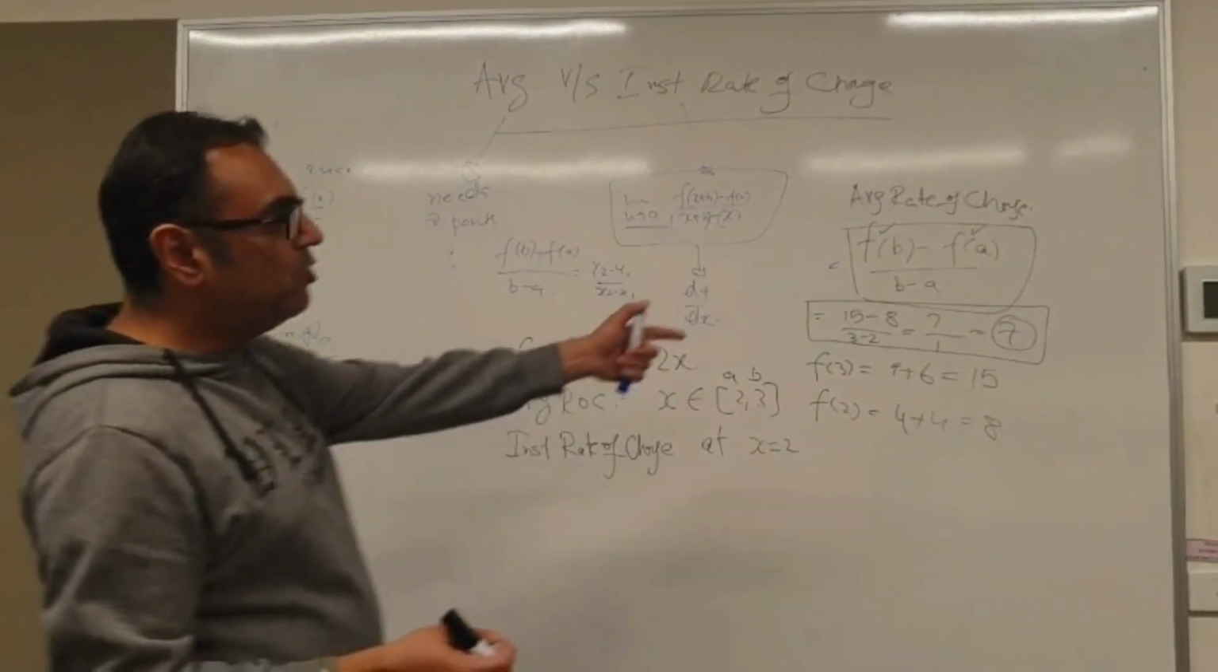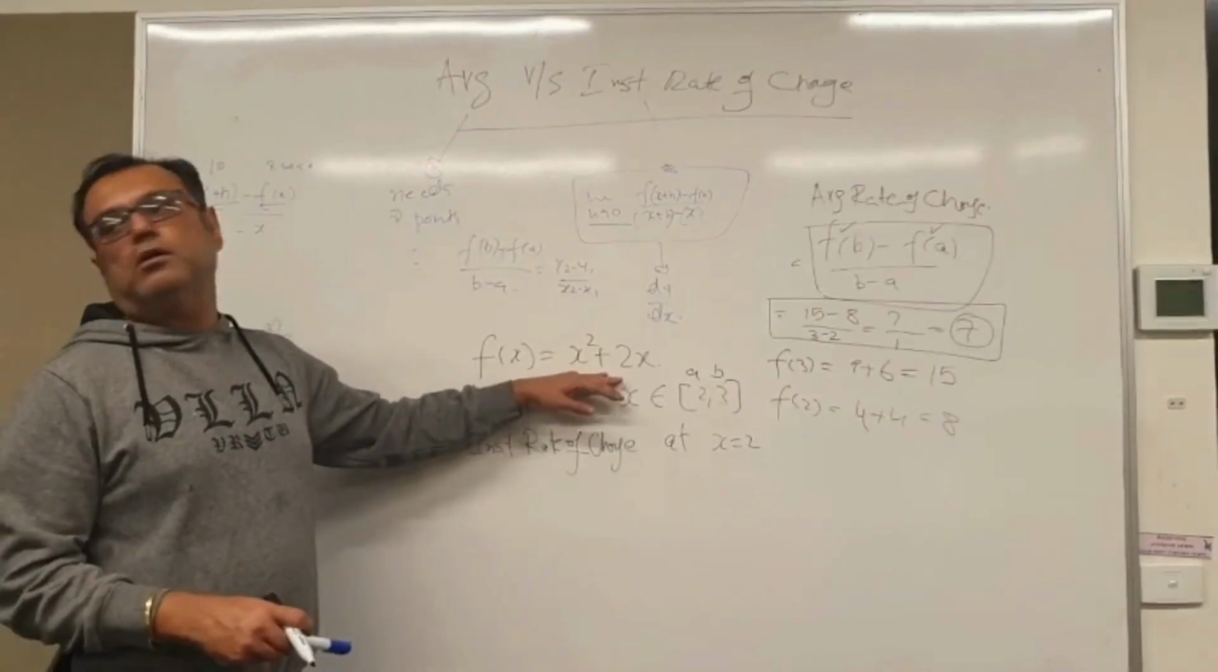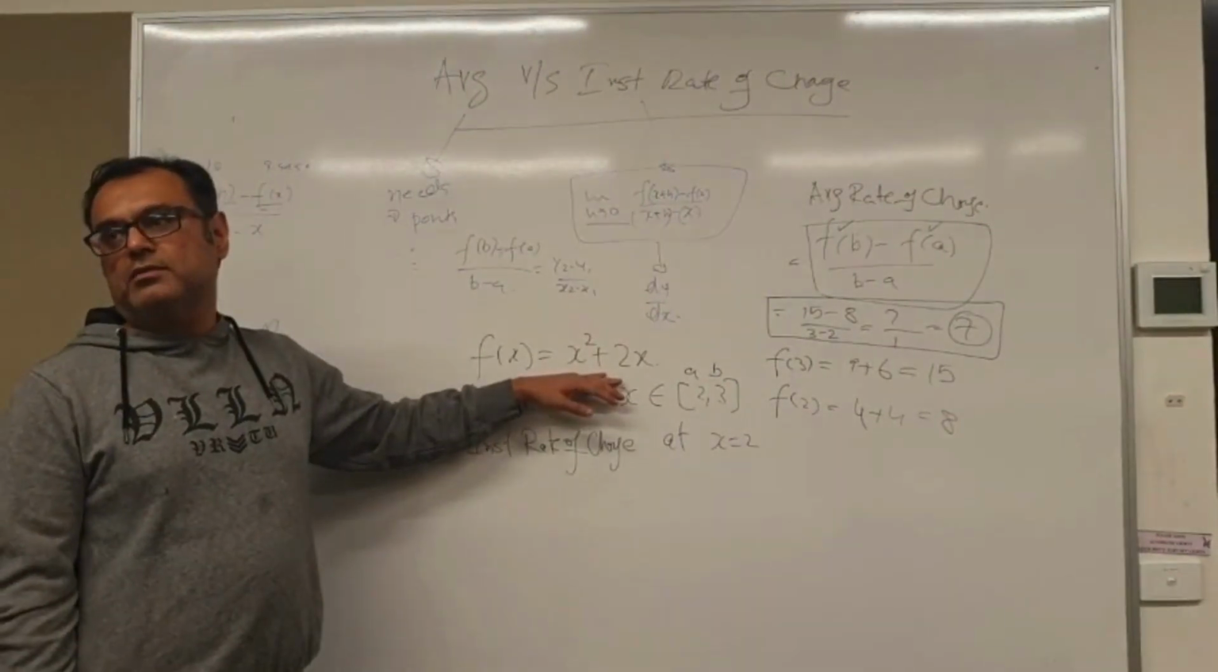And where did you go wrong? I wrote the wrong equation. I wrote x squared plus 3. Come on.